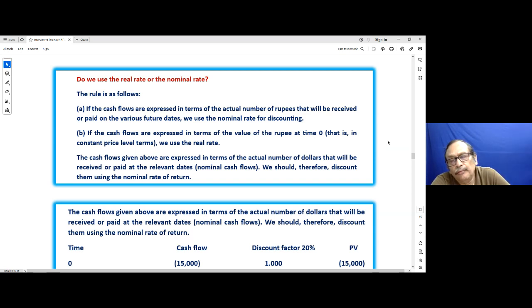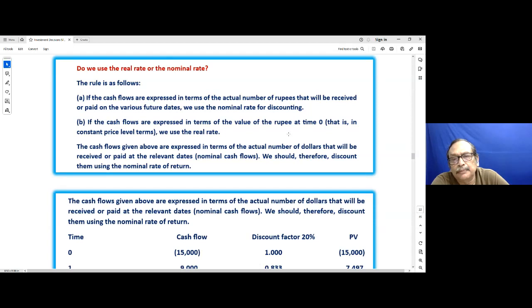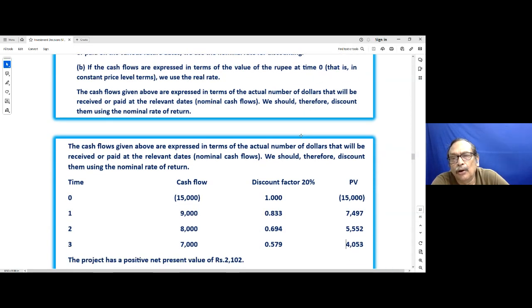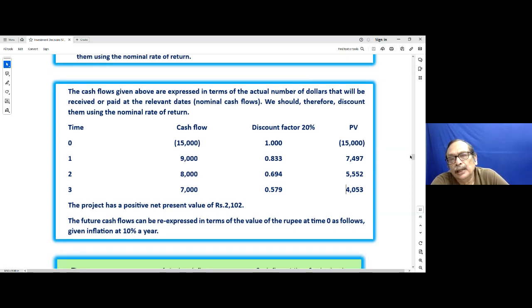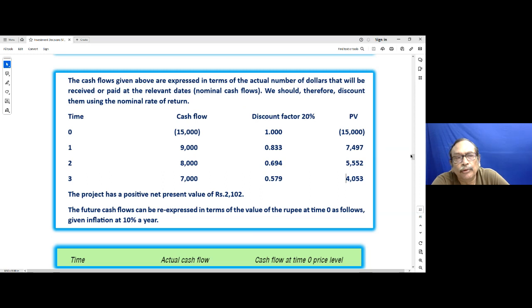So mind this, when you are going to use the nominal rate for discounting and when you are going to use the real rate. The cash flows given above are expressed in terms of the actual number of rupees or dollars that will be received or paid at the relevant dates, that is nominal cash flows. We should therefore discount them using the nominal rate of return.